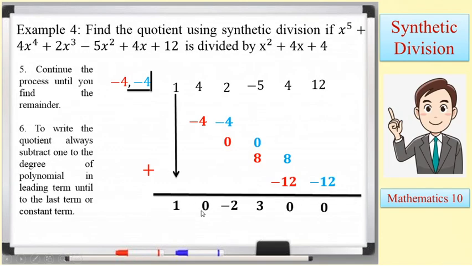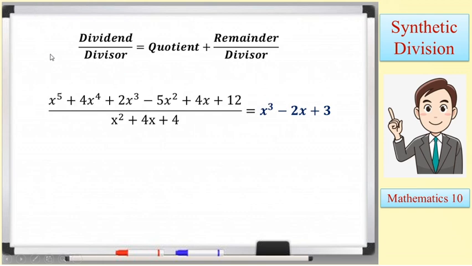our coefficient or our quotient. Okay, so we have 1, 0, -2, and 3, 0, 0. Okay? So, para naman isulat yung ating final answer, dividend over the divisor equals to quotient plus remainder. Since ang remainder natin ay 0, hindi na natin siya isusulat. Pero ang quotient natin ay isusulat natin. Okay? Since ang degree ng ating leading term sa polynomial ay 5, at ang degree ng ating divisor ay 2, therefore, hindi tayo magsusubtract ng 1. Kasi ang divisor natin, ang kanyang degree ay 2.